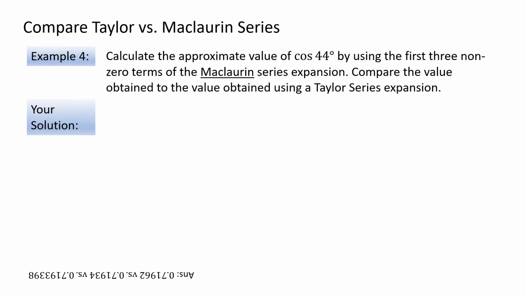So now what I want to show you is what the value would be for that same question, cosine of 44 degrees, if I use the first 3 non-zero terms of the Maclaurin series expansion, okay? And we're going to compare those values to see how close they are. They're not going to be the same because they're different series expansions, but we'll see how similar the answers are.